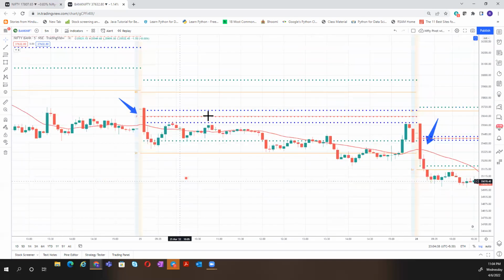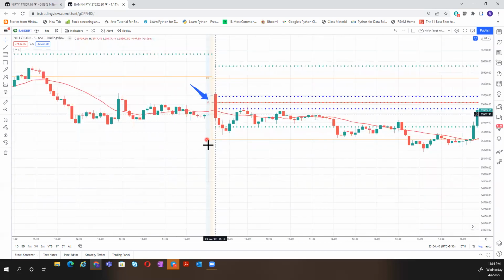Understood? Here, central pivot. Most of the times when this happens, trust me, keep this in mind. When the price breaks CPR and the 20-day moving average, it will go even vertically low. It went down here. From here, how many points?